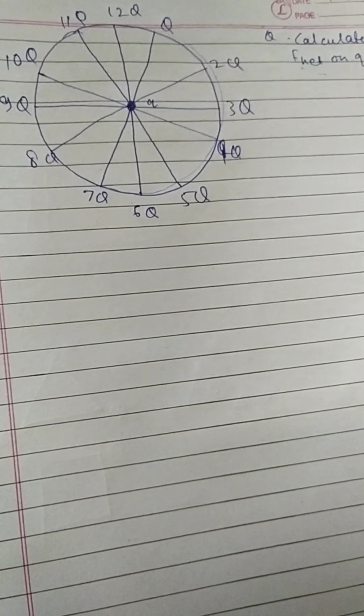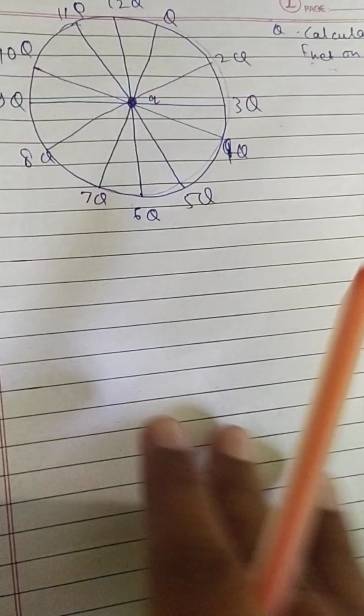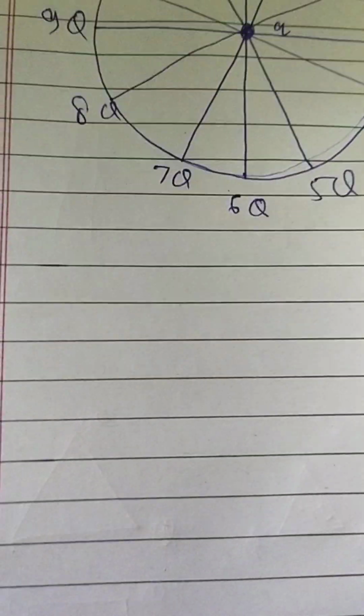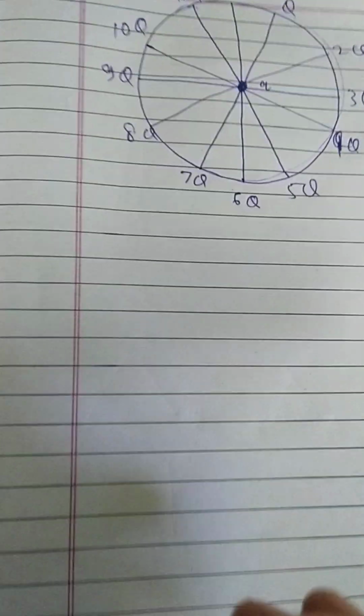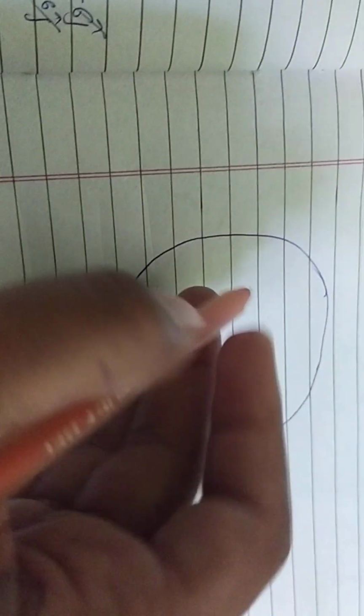The question says to calculate F net on Q. So I'm going to calculate it by a simple method which is known as the concept of symmetry. So let's make the figure, a circle.